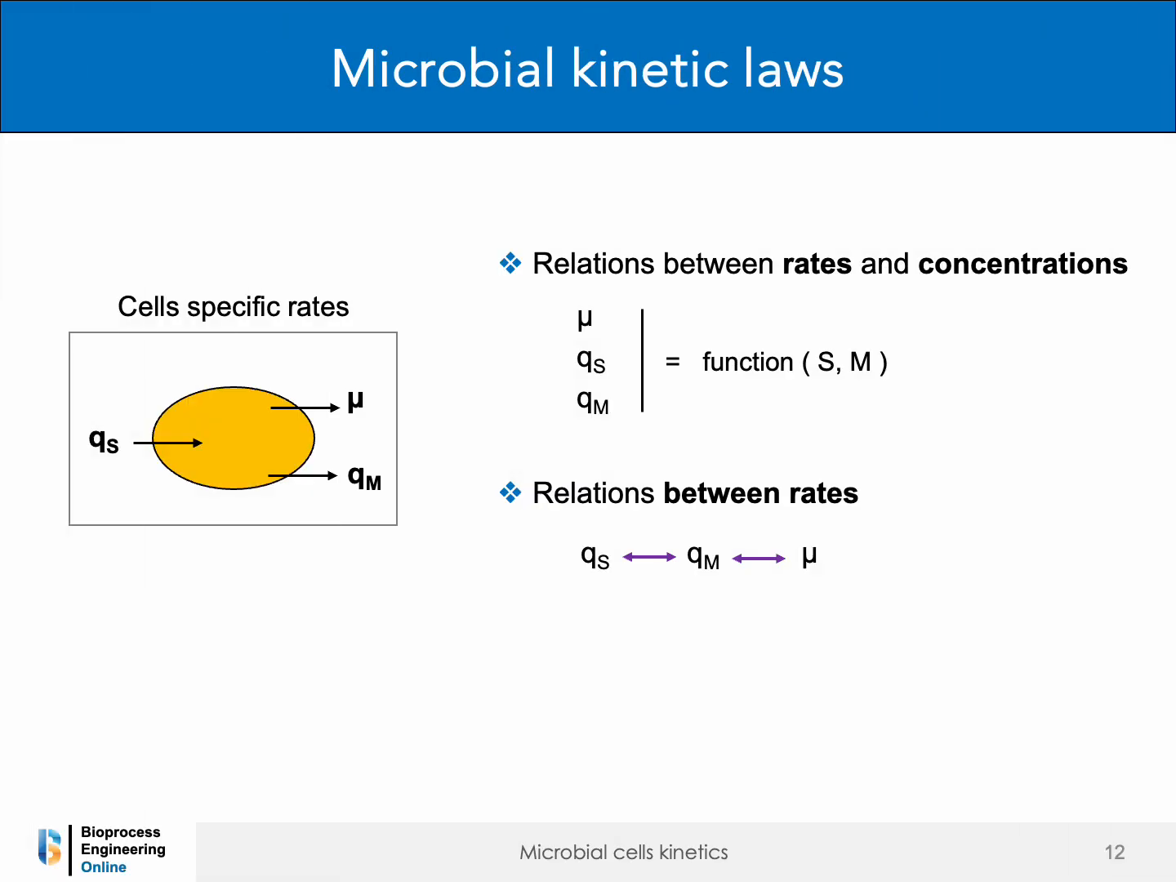The dependence of microbial specific rates on their environment is governed by kinetic laws. These laws are mathematical relationships that predict specific rates based on the composition of the surrounding medium. The most commonly used kinetic laws describe cell growth, sugar and oxygen consumption, as well as metabolites and proteins production. These laws express specific rates as functions of nutrients and metabolites concentrations, or they establish relationships between the rates.